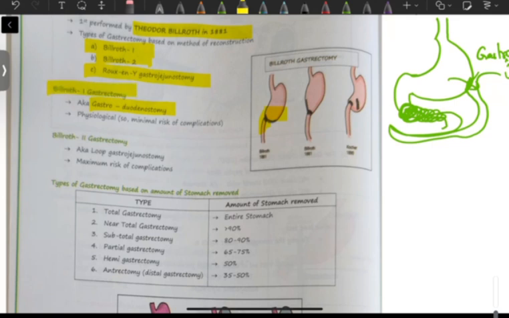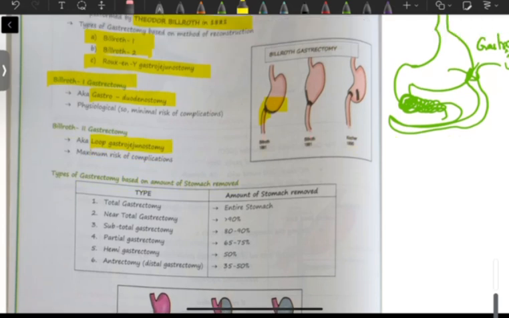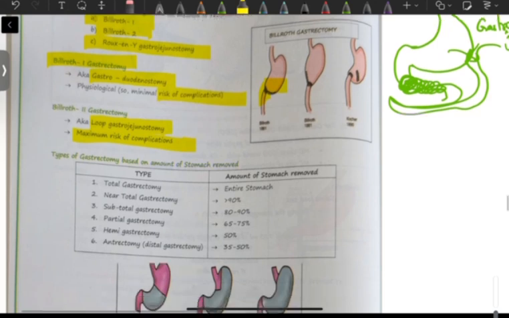Billroth 2 is also called loop gastrojejunostomy. Okay, so in Billroth 1 we preserved the duodenum and connected it. Here we remove the duodenum also. Some part of the stomach and duodenum is removed and we are connecting the remaining part of the stomach with the jejunum. Here there is maximum risk of complications, whereas in Billroth 1, since the duodenum is preserved, there is less risk of complications.